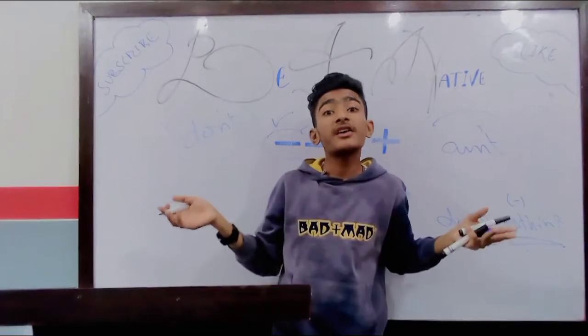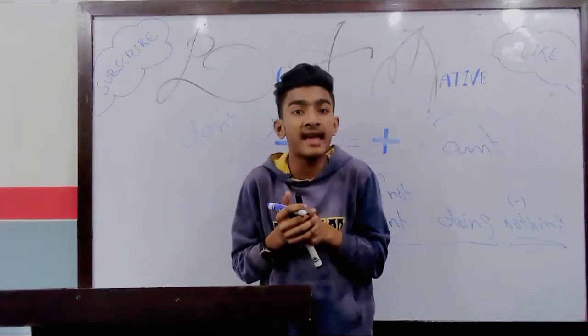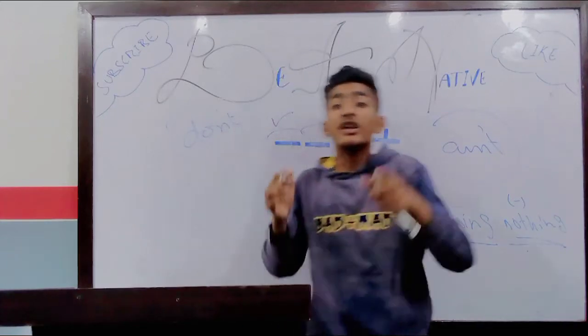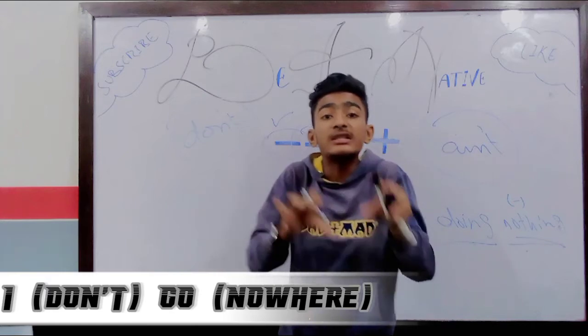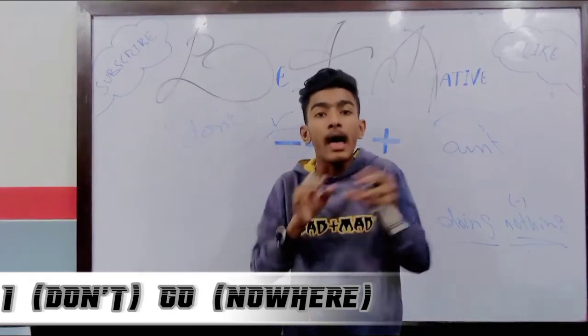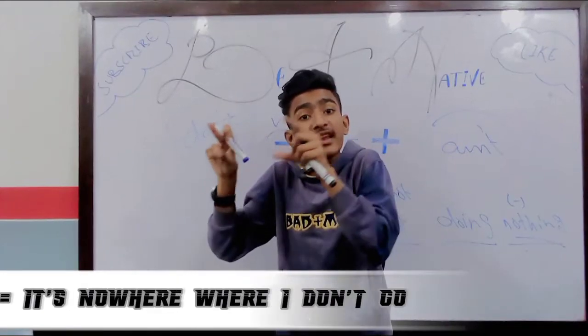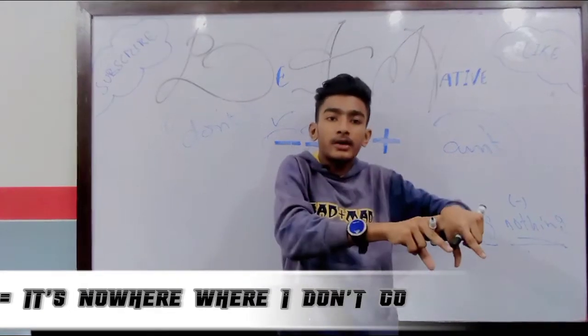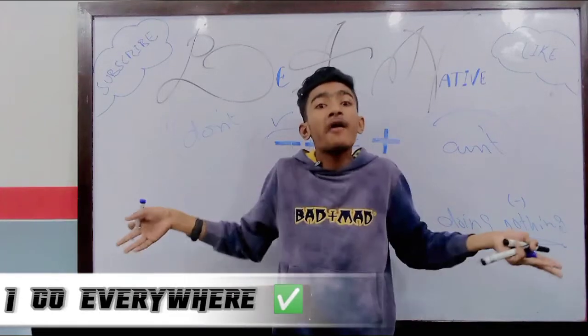Don't. So let me tell you people about that don't. Don't is a helping verb used in the present simple sentence and the present simple tense. Can you use I don't go nowhere? I don't go nowhere. It means that there is nowhere where I don't go. There is nowhere where I don't go. It means that I go everywhere.